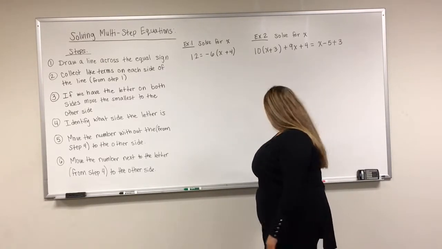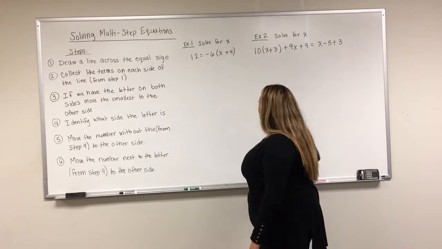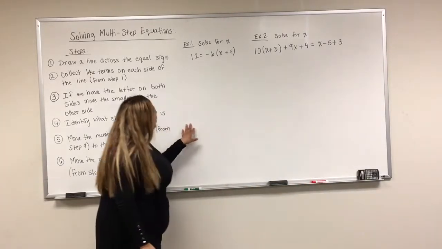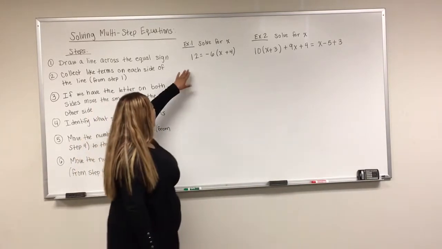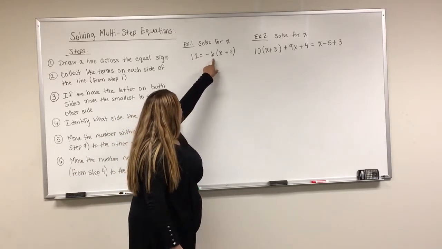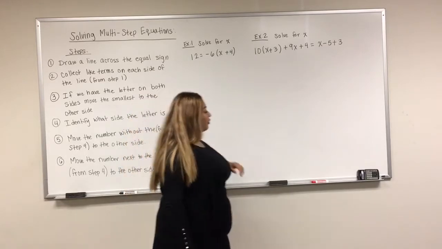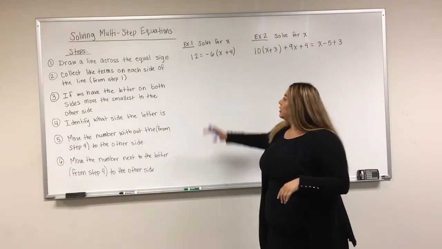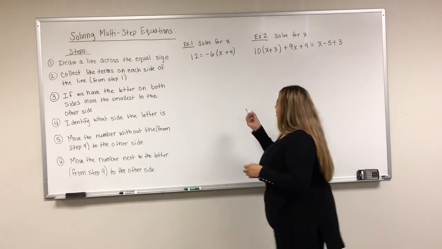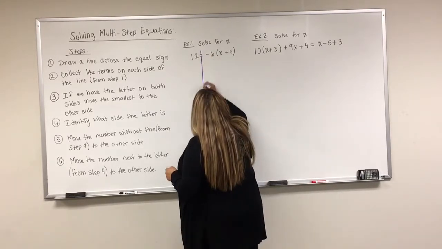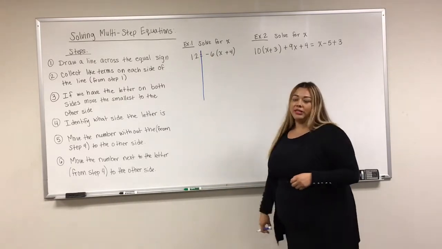So we're going to do 2 examples today. We're going to work on example number 1, which is right here. Solve for x. We have 12 equals -6, then inside the parentheses we have x plus 4. So the first thing that we're going to be doing from our steps is we're going to draw the line across the equal sign. By that, it just means draw it straight down.